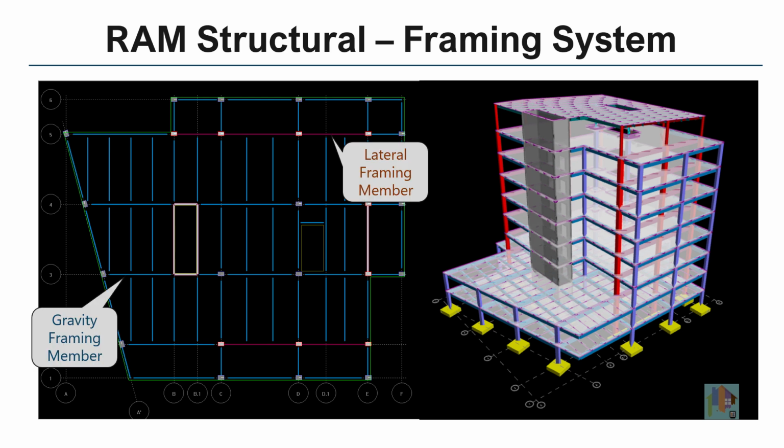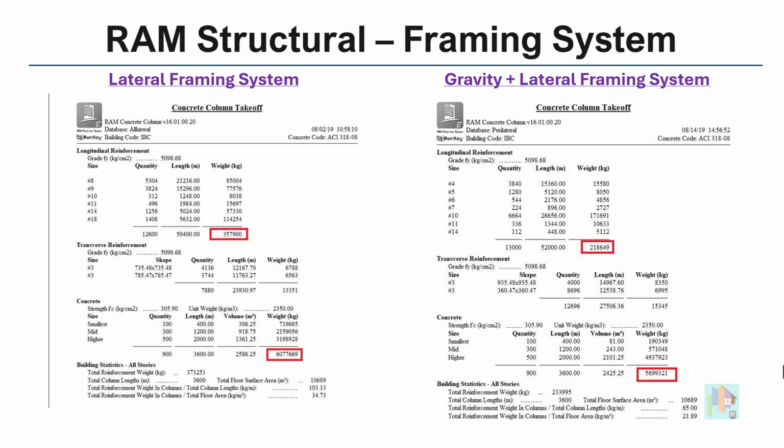By defining a separate framing system, this structural behavior can be considered properly during analysis. Not only this, it also reduces the overall material usage in the structure. We have modeled the same structure, first with all lateral members, then with a combination of gravity and lateral members, and compared the overall material usage. As you can notice, a dual framing system reduces the material usage and provides a better and economic solution.